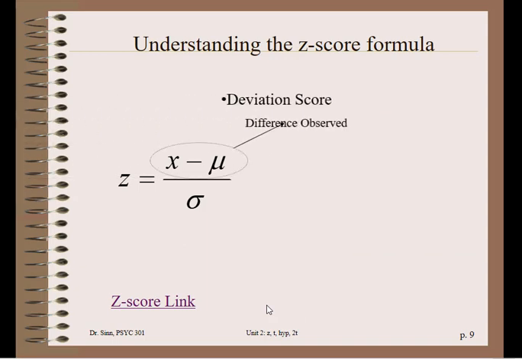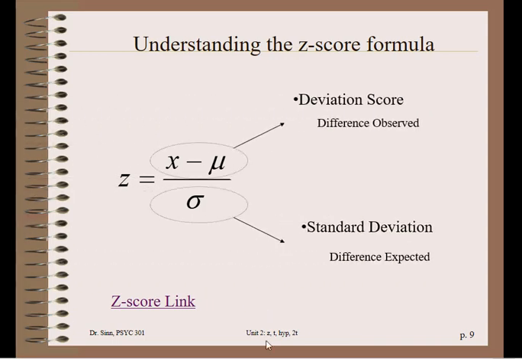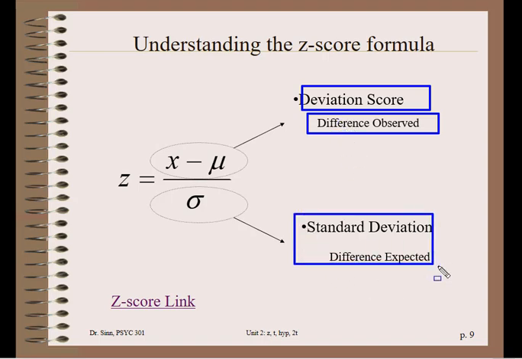All right, so one way I have you think about this formula is that on the top, this is the difference you actually observe. That's the deviation score, the difference observed. So in other words, if you have a score on a test and you know what the average on the test is, you can figure out this deviation score. But then down below, if you know what the standard deviation is, how far most people's scores fall from the mean, you can then calculate a z-score.